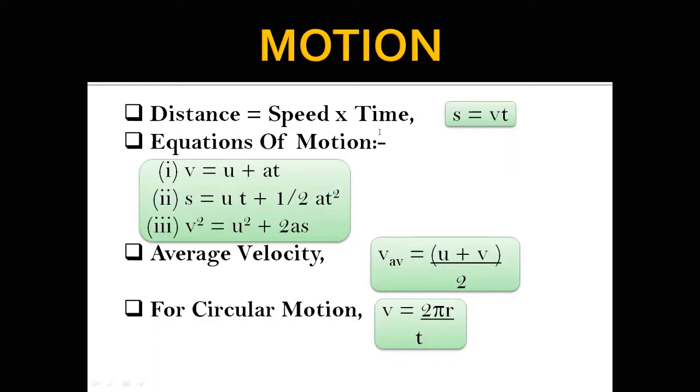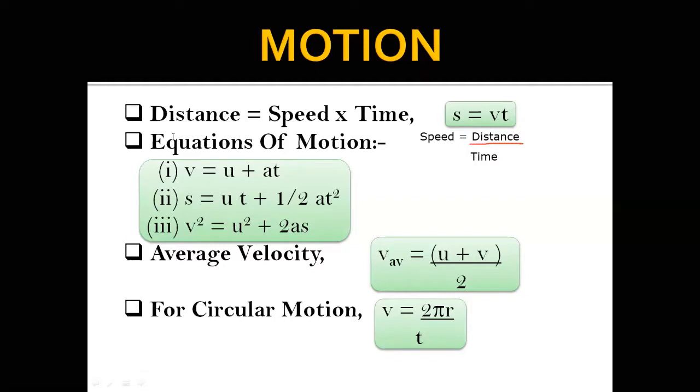So the very first formula here is distance is equal to speed into time, or we can write S is equal to V into T in symbolic form, or we can write speed is equal to distance by time taken by the body. Okay, we have two formulas here: distance is equal to speed into time, and we can derive one more formula, that is speed is equal to distance by time.